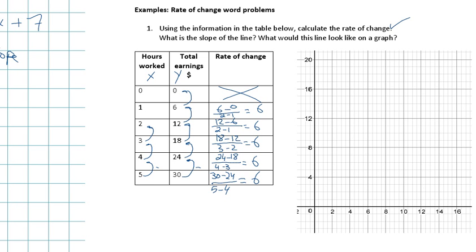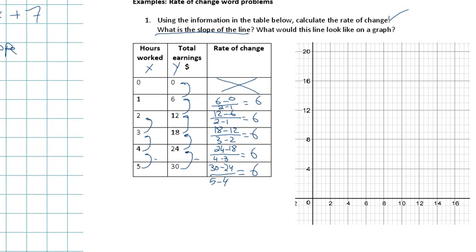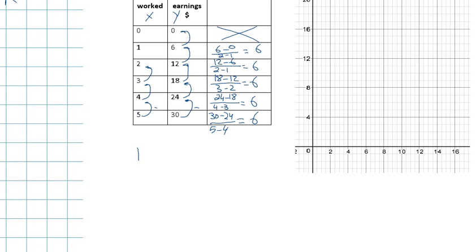Now, what is the slope of the line? I have to answer these questions. The slope of the line is 6.